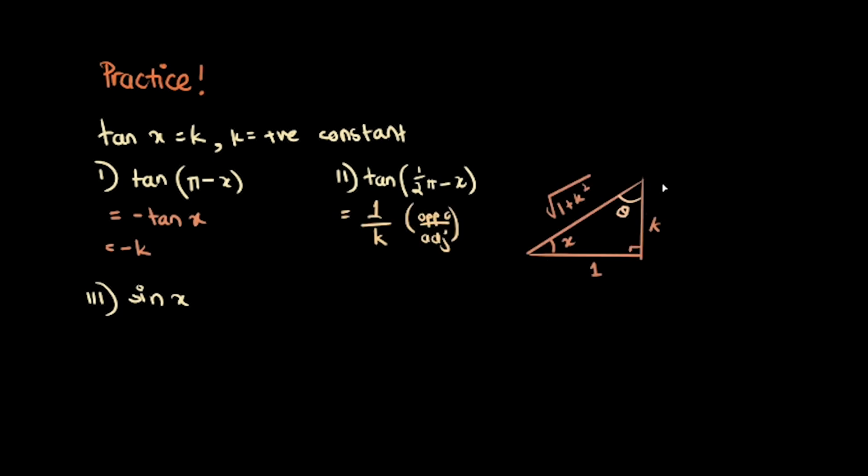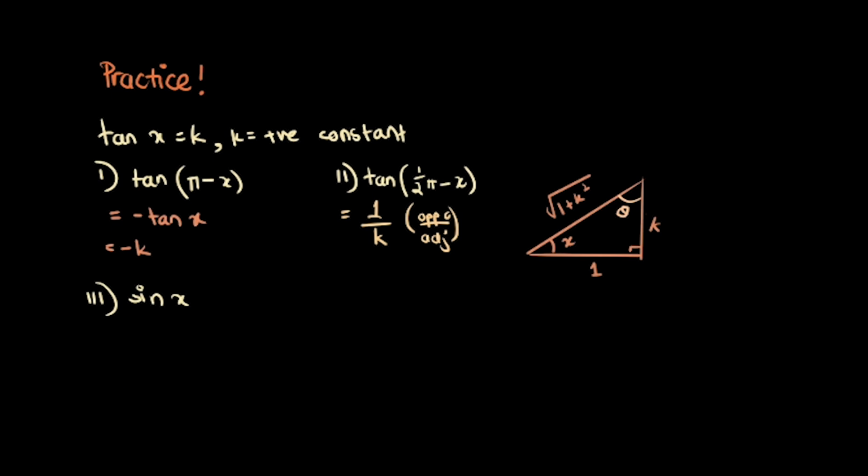In the second part, we can illustrate the triangle. We assume the adjacent of x to be 1. When you subtract x from pi by 2 in this right-angled triangle, you are left with the third angle, which is theta. So, from theta's perspective, opposite by adjacent would result in 1 by k.